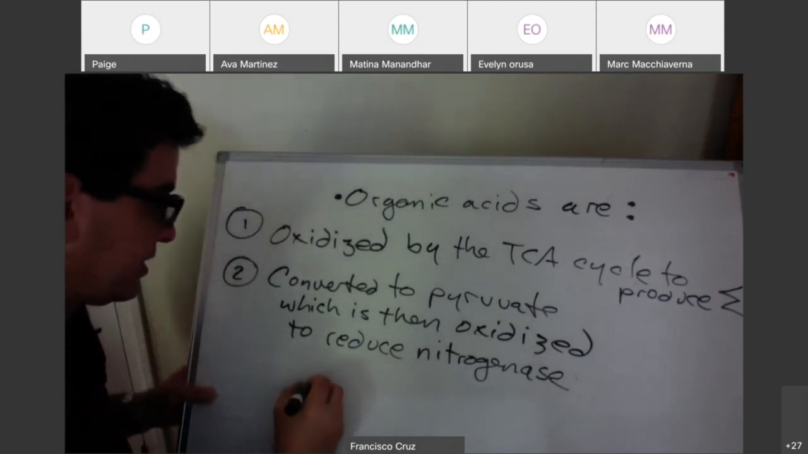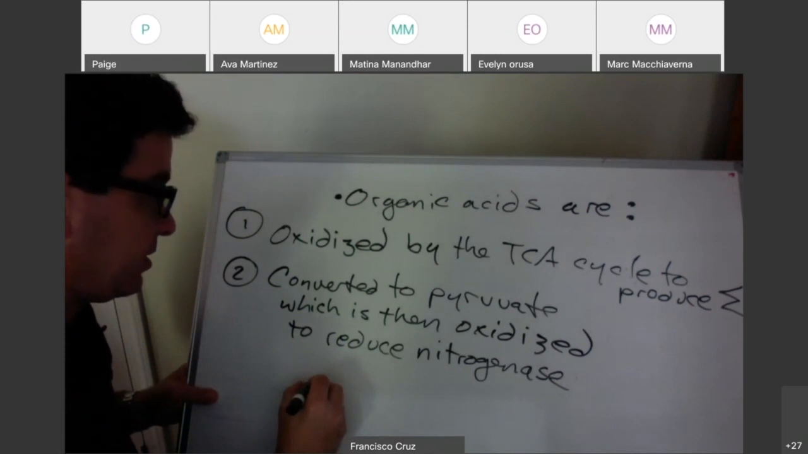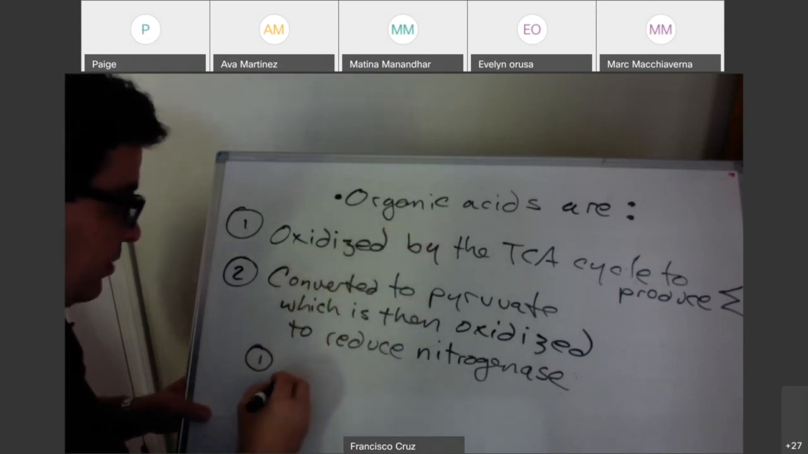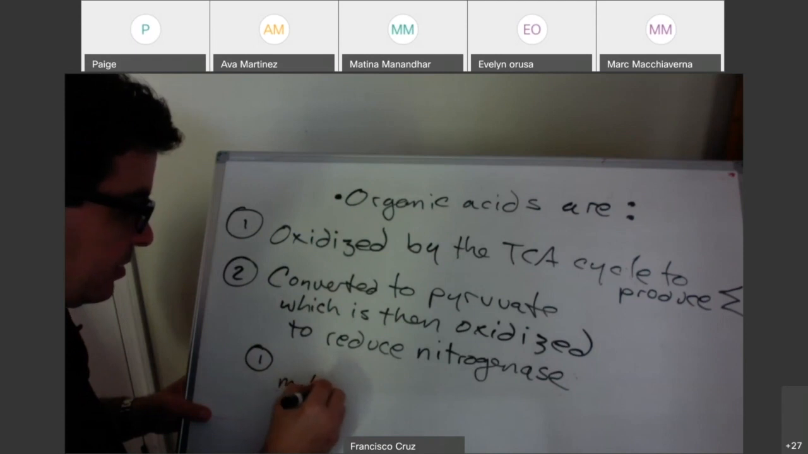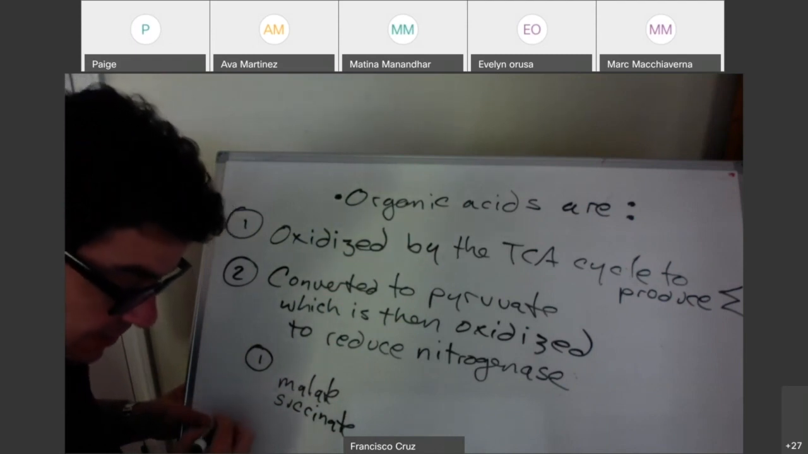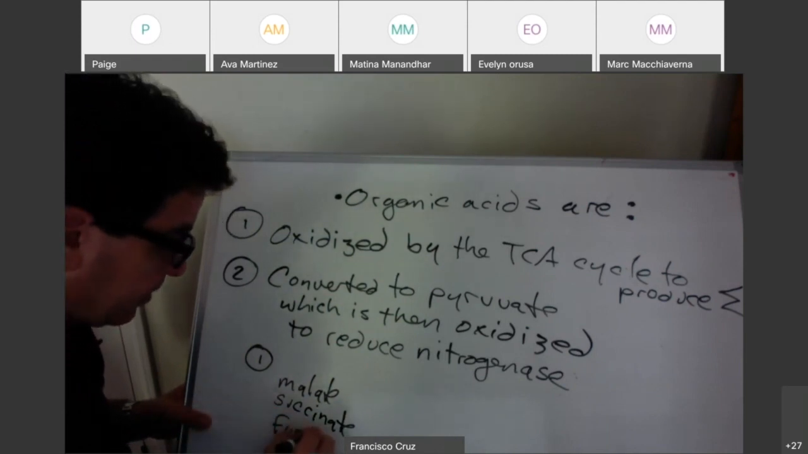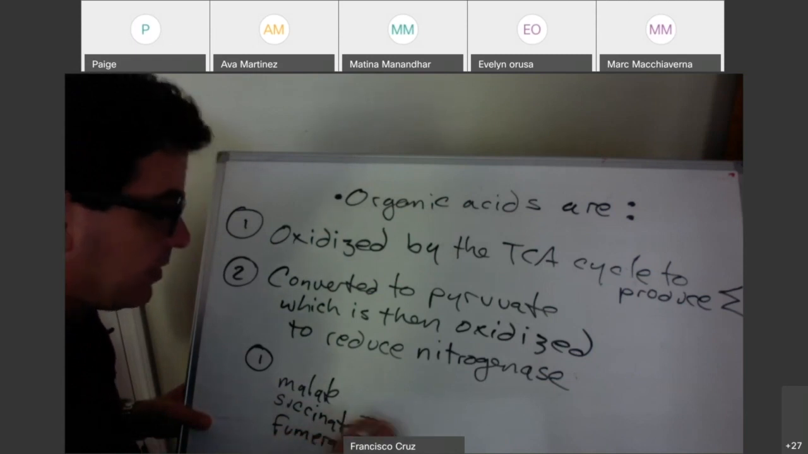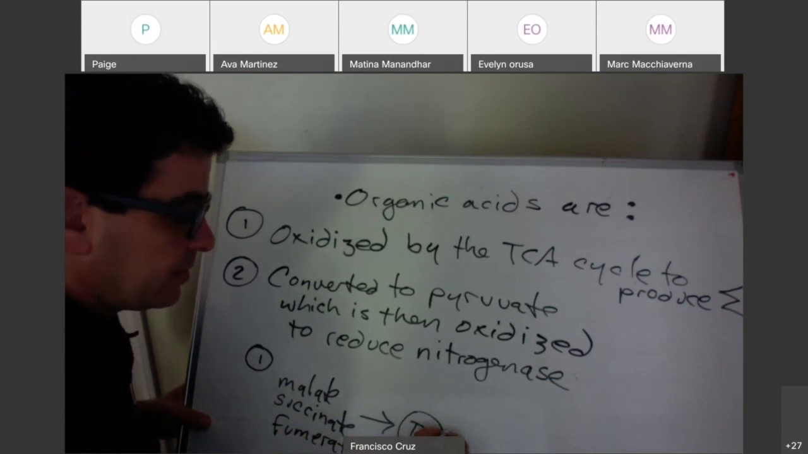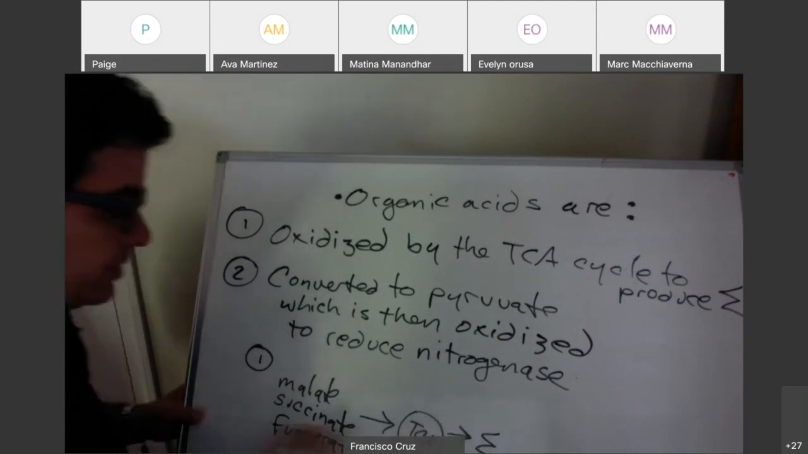So another way to put this is, number one, the example of how that is, we can have malate, succinate, and we've seen this before, right? Fumarate. They are going to go into the TCA cycle, and then that is going to yield energy. You can make a living off that.